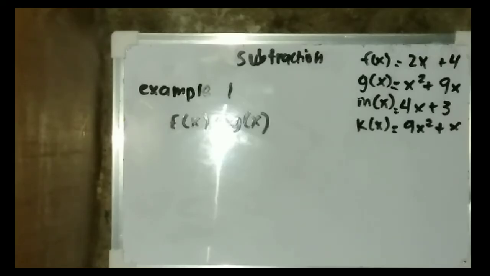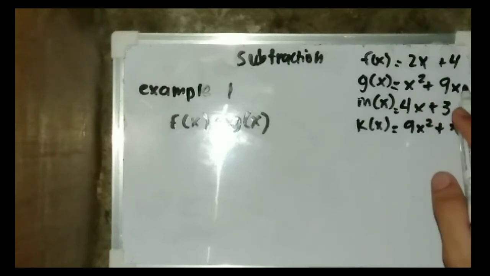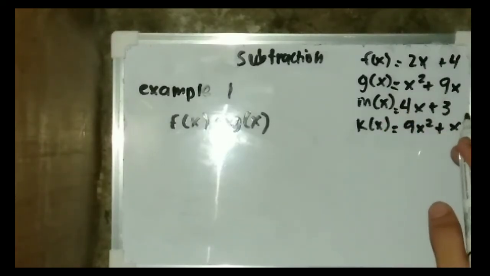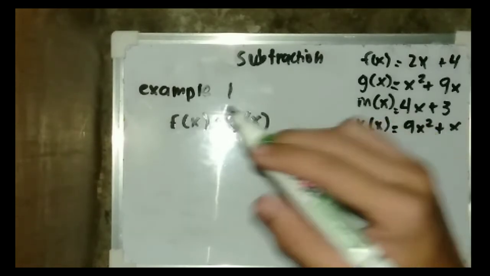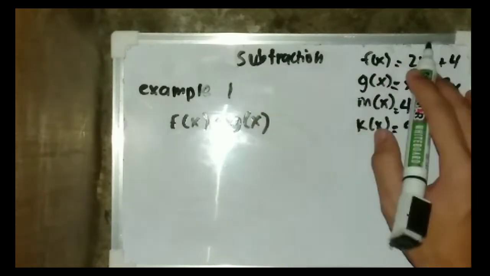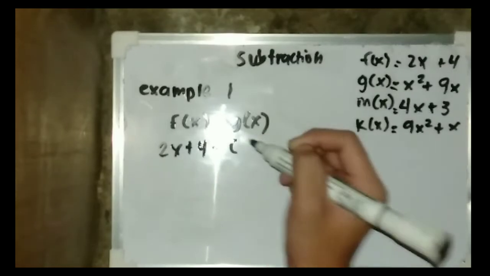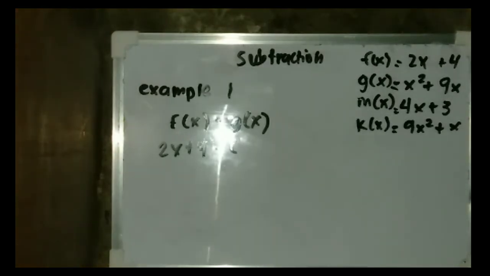Moving on for our example number 1 in subtraction on functions. So we still have the same given in addition, which is f of x is equals to 2x plus 4, g of x is equals to x squared plus 9x, m of x is equals to 4x plus 3, and k of x is equals to 9x squared plus x. So, isa-substitute na po natin. F of x is equals to 2x plus 4 minus, lalagay po tayo ng parentheses para hindi po maiba yung final answer natin. G of x is equals to x squared plus 9x.